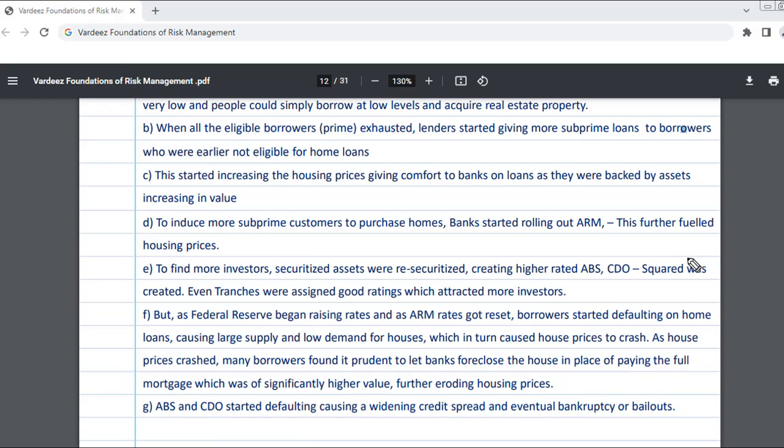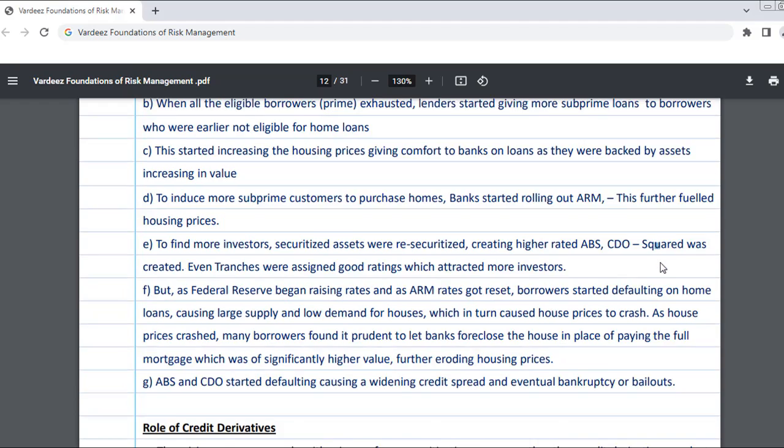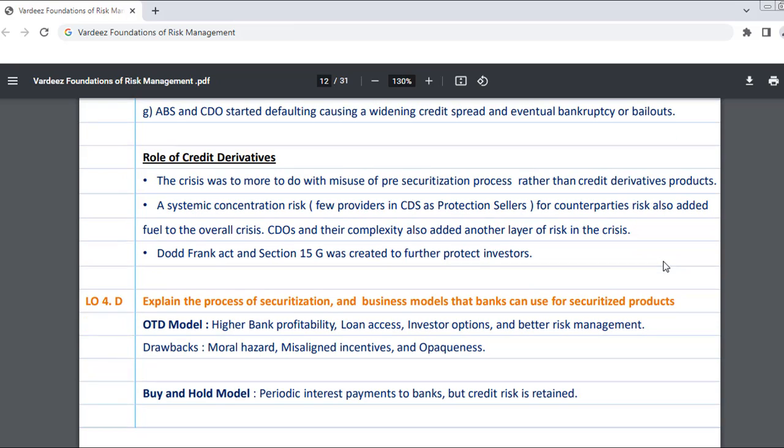Now we focus our attention on the role of credit derivatives. Understand, the crisis was more to do with the misuse of the pre-securitization process. We cannot blame the credit derivative products, we cannot blame CDS, CDO. The misuse of the securitization actually partially led to the financial crisis.